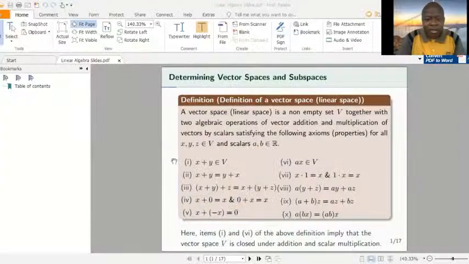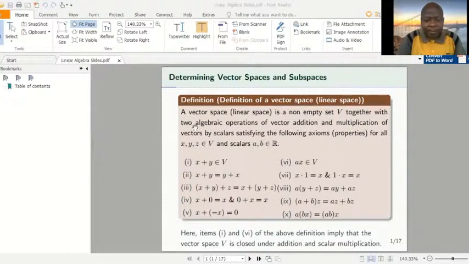Welcome to my class. Today I want to teach you how to determine if a given set is a vector space, and that's what I will start with. Then later on I'll teach you how to determine if a given subset is a subspace. So I begin by first of all defining what a vector space is, and I said we can also call it a linear space.